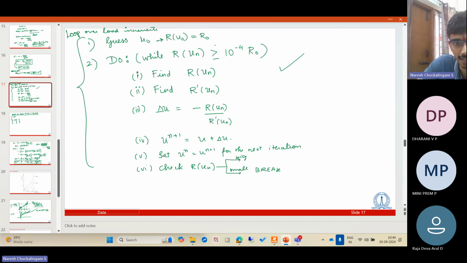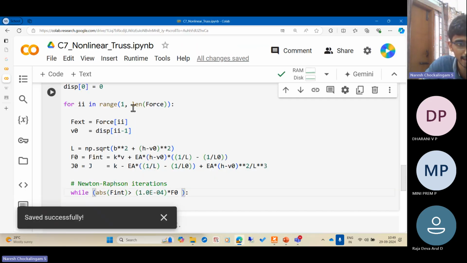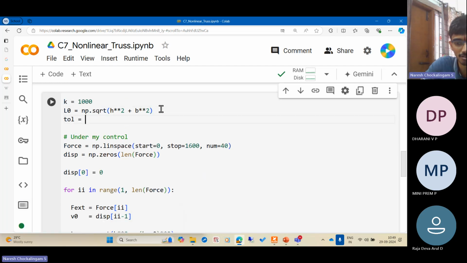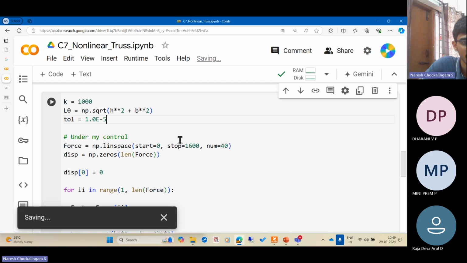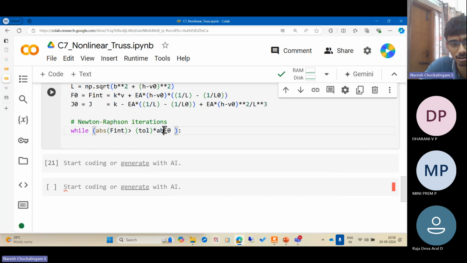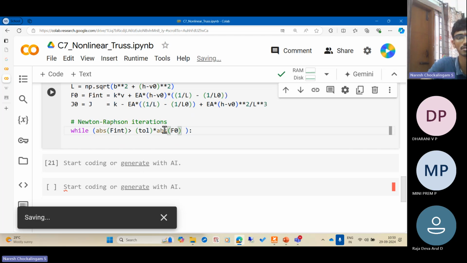So the condition I put here is I want this relative error in the residual, R of un by R naught, to be greater than some tolerance. So that tolerance I'm stating as 10 power minus 4. I can even define that. I can say tolerance is equal to 10 power minus 5, no problem. So this is when it is greater than some tolerance, and this should also be absolute value, because sometimes the force is negative, as you saw. Negative means the sign has to reverse, so we'll deal only with the absolute values.